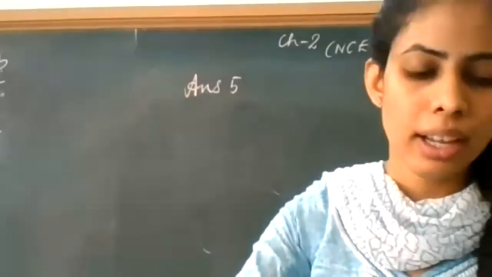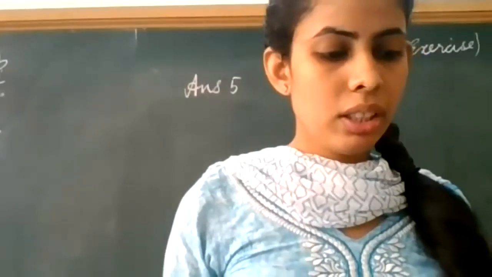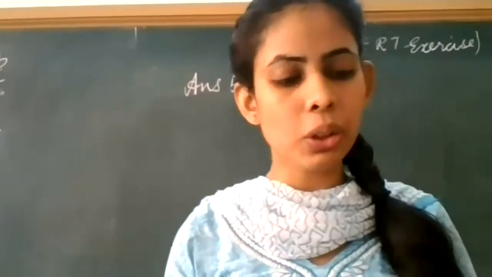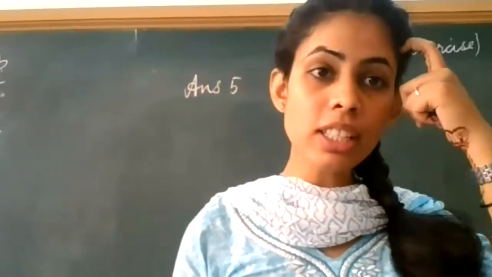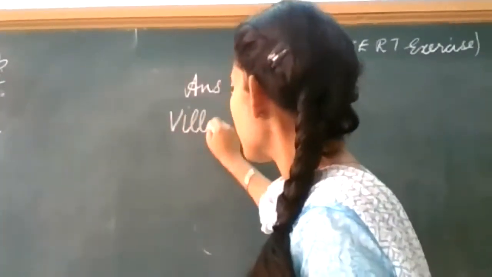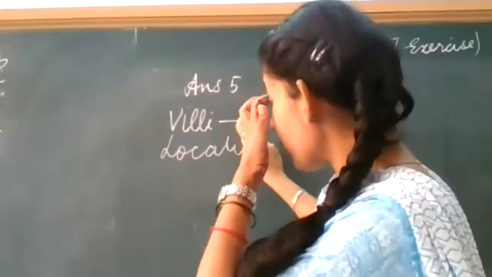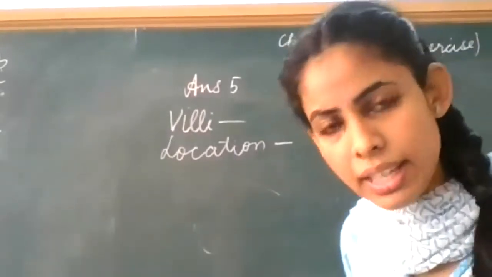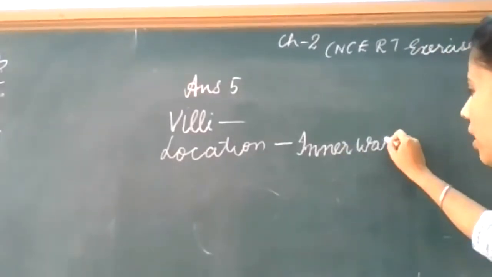So it is also given on page number 17. The inner walls of the small intestine have thousands of finger-like outgrowths. These are called villi. So what are the functions? What is its location? Firstly you will write the definition, that what is villi, and then you will write its location, where it is located. In the inner walls of the small intestine.